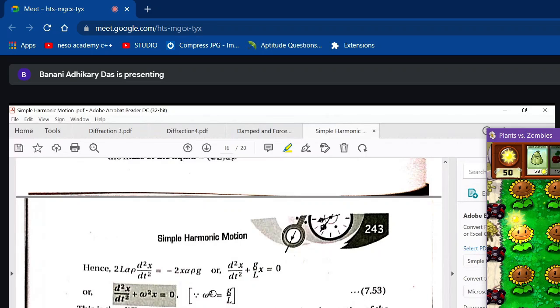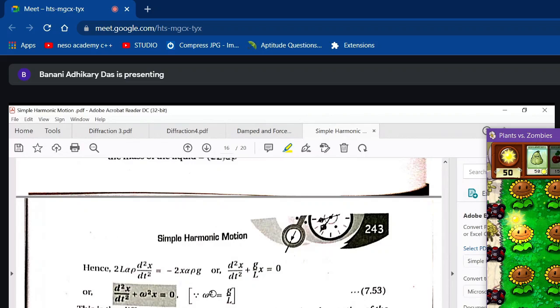Sorry, omega square is equal to g by capital L. So omega is equal to root over g by capital L. And what is the time period? T is equal to always 2 pi by omega. And so it is equal to 2 pi root over capital L by g.